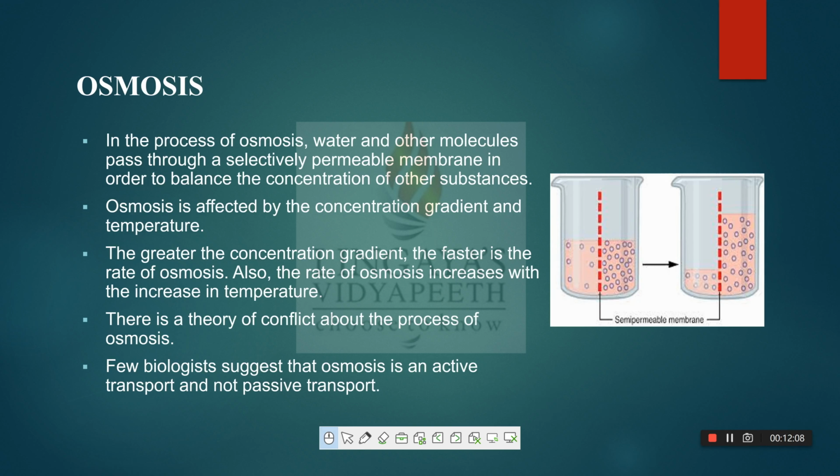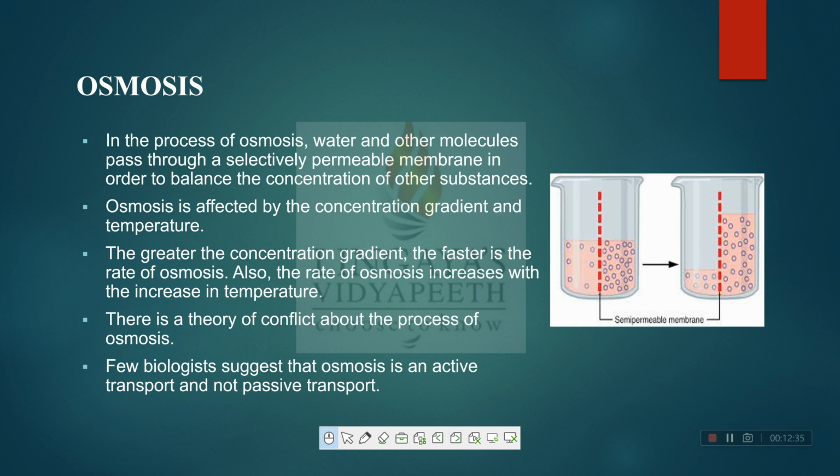So let's describe osmosis in a definition. The movement of water across a semi-permeable membrane in response to an imbalance of solute is called osmosis. I have also told you the relation between the concentration gradient and the temperature, and the concentration gradient and the rate of osmosis.